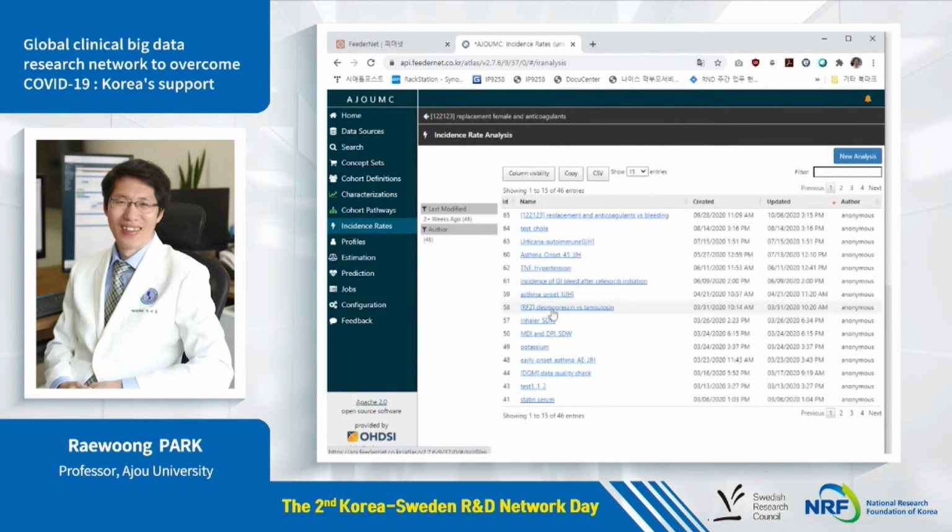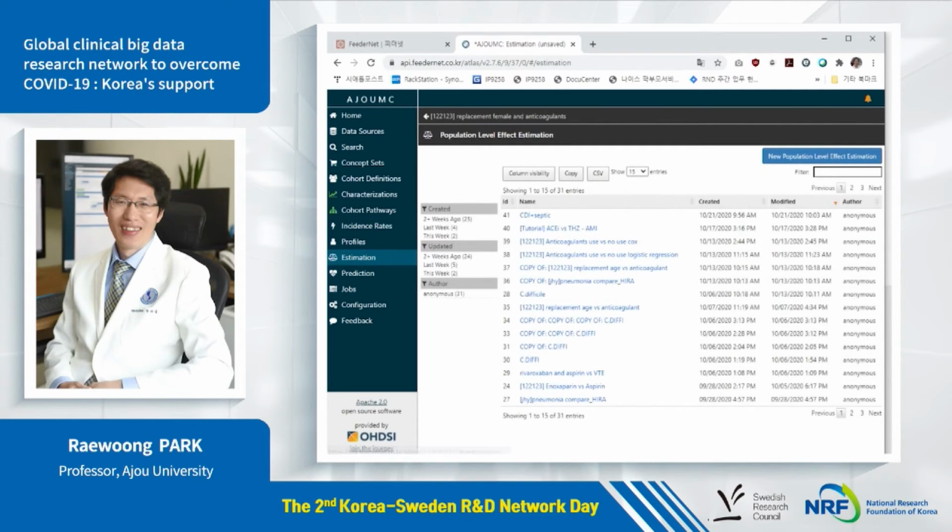And for the incidence rate, we can also calculate the incidence rate of a specific disease condition. Here, in estimation, we can calculate the odds ratio or risk of a specific medicine or disease for specific outcomes.